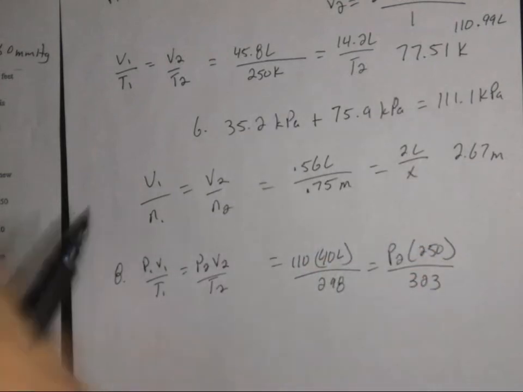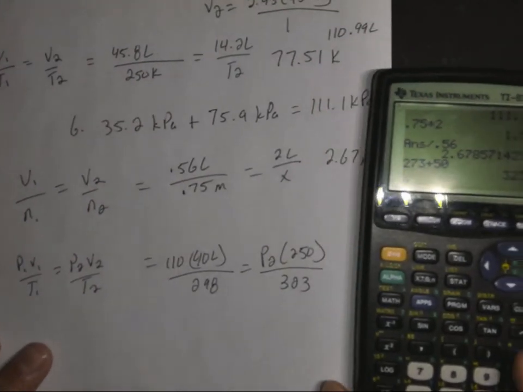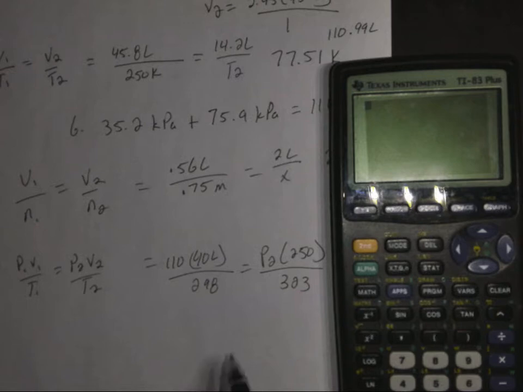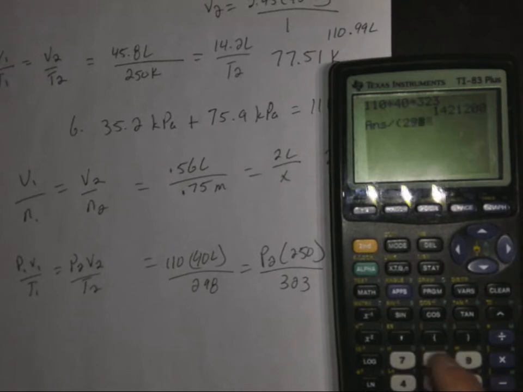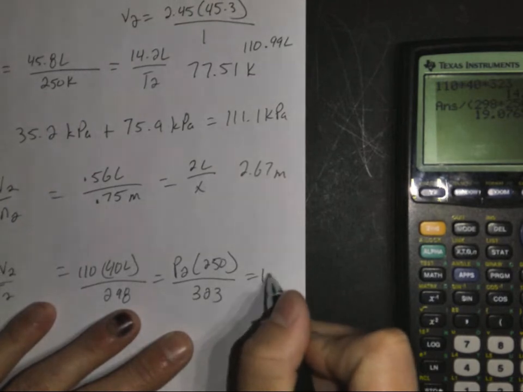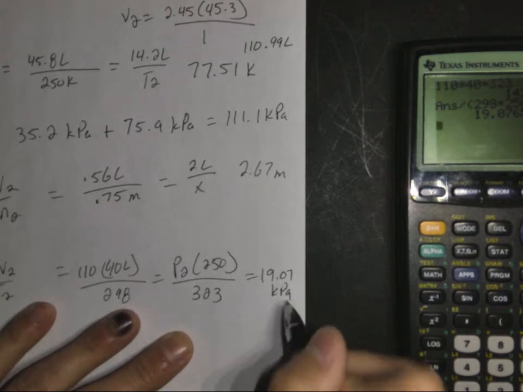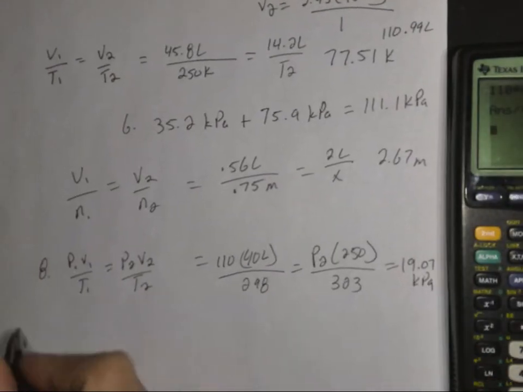So then you do the same thing we did on the previous problem. You cross multiply. I'll show you the way I would do it on these calculators, because they're a little weird sometimes. I would do 110 times 40 times 323. Then I would divide, open my parentheses, 298 times 250, close parentheses, and lo and behold, I get a pressure of 19.07 kPa. So that was number 8.